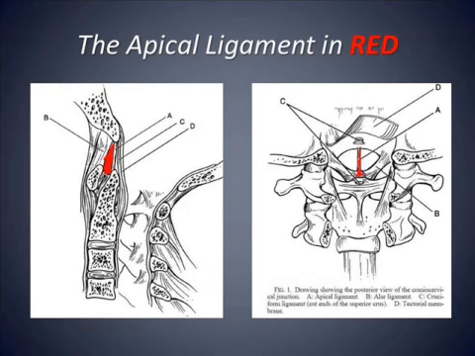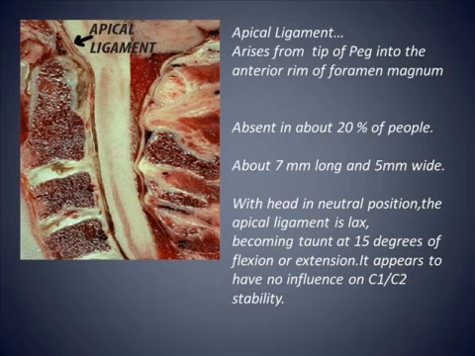Here we have highlighted in red the apical ligament arising off the odontoid process and attaching onto the anterior rim of the foramen magnum. The image on the right shows a posterior view of the small apical ligament. The apical ligament is absent in about 20% of people. It is approximately 7 mm long and 5 mm wide.